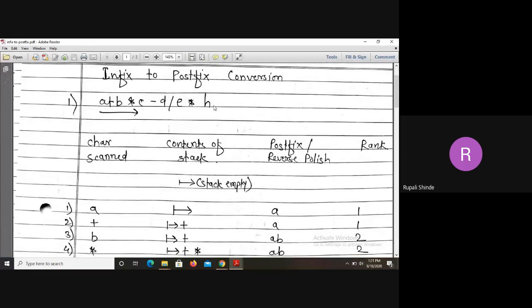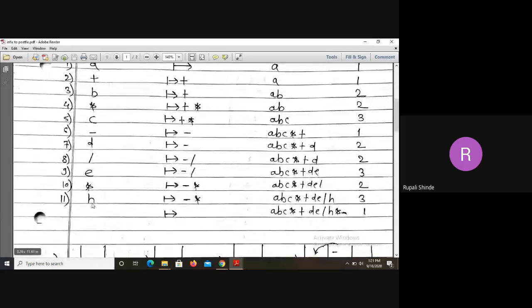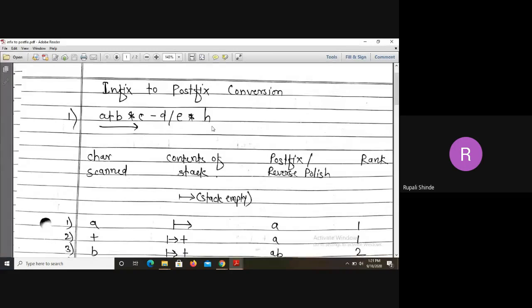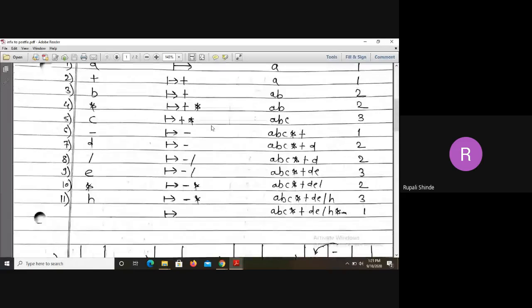And just one character is remaining, that is H. That is written here. Again H is an operand, that's why we have to write it into postfix form. Now here we have reached the end of the expression. Now check whether our stack is empty. If not, whatever elements are there, we have to pop them all and write them into postfix form.